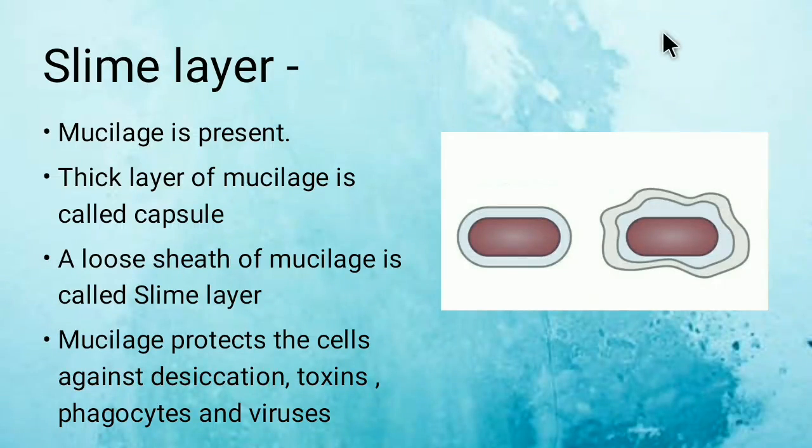Slime layer. In the slime layer, mucilage or glycocalyx is present. It is non-cellulosic polysaccharides and polypeptides. A thick layer of mucilage is called capsule. A loose sheath of mucilage is called slime layer. The term microcapsule is used if it is thin. Mucilage protects these cells against desiccation, toxins, phagocytes and viruses.